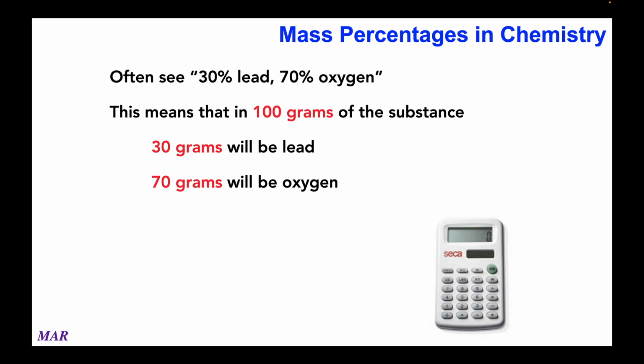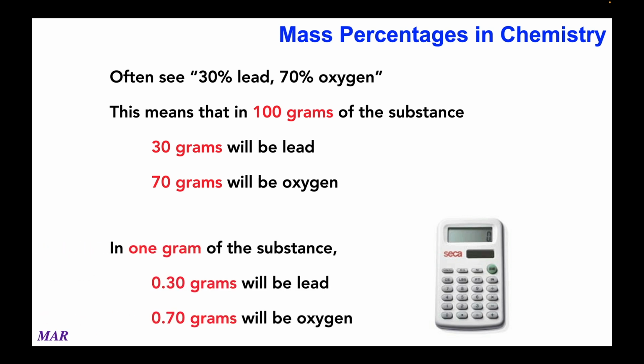Sometimes you'll see a mass percentage in chemistry. This is another kind of analysis we'll use once in a while. So let's say we had a sample that was 30% lead and 70% oxygen. What usually this means is that in 100 grams of the substance, you'd have 30 grams of lead and 70 grams of oxygen. And that's the way that we'll usually use these kind of things. This is a mass percentage, so that means grams. So in 100 grams, you'd have 30 grams of lead, 70 grams of oxygen.